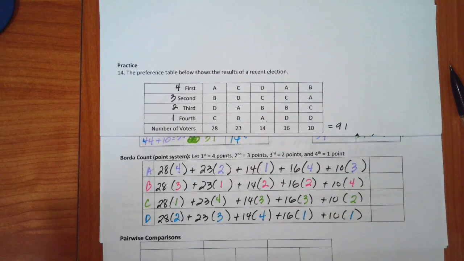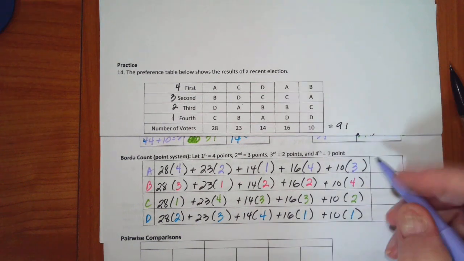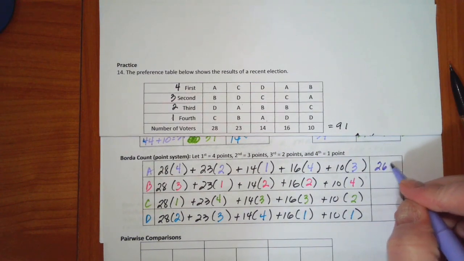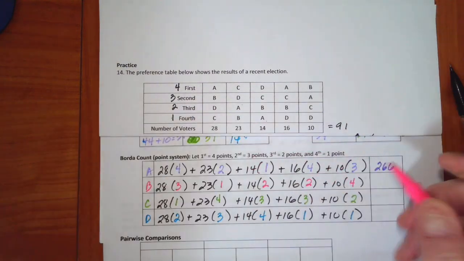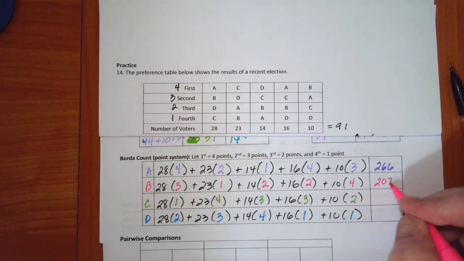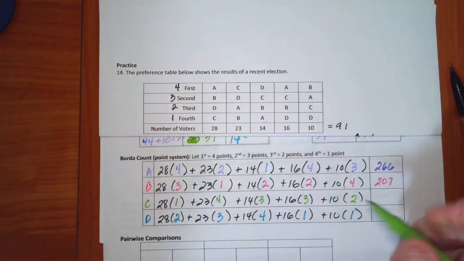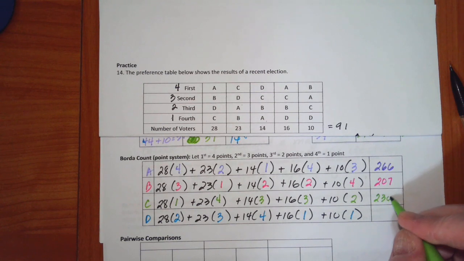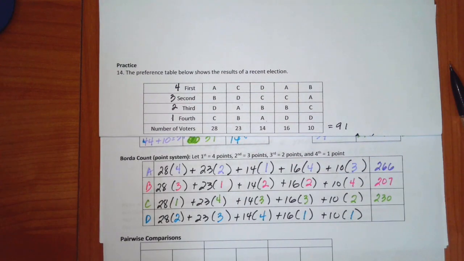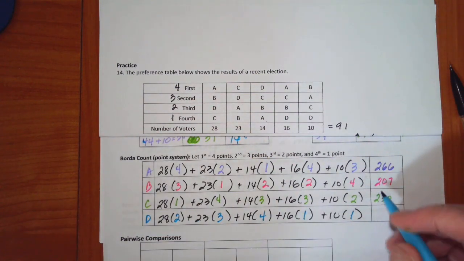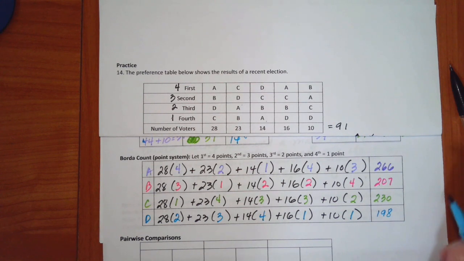Okay. Now once again, doing it horizontally or doing it vertically, it doesn't make any difference. But let's add these up then. If I do my multiplication, I get that A is 266. B got 207. C got 230. And D got 198, excuse me. Okay. So your winner is A.